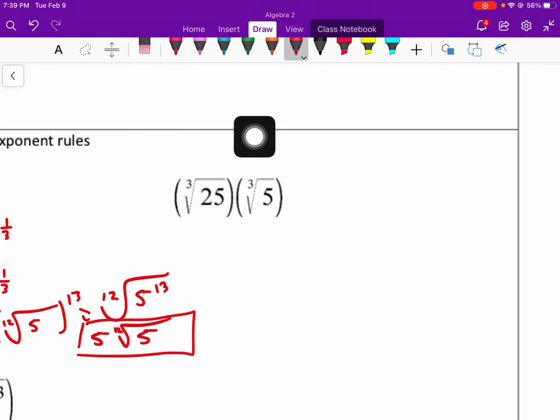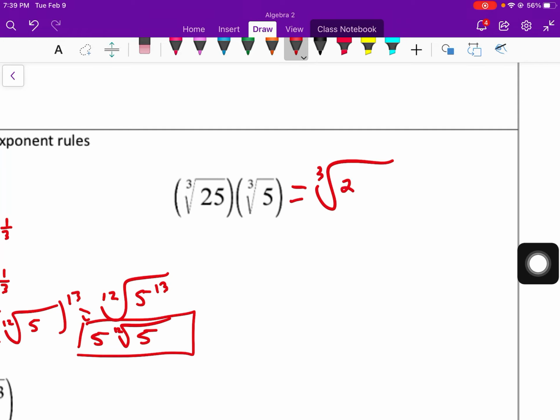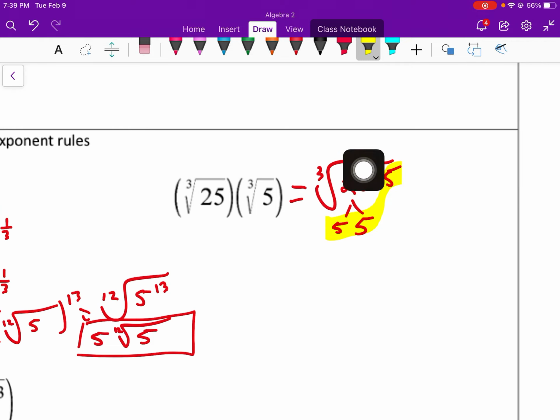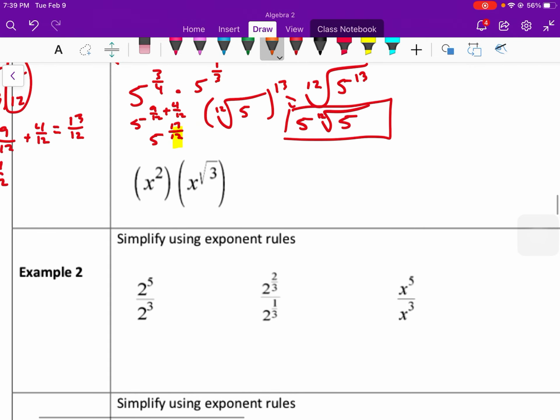Next, in this case we do not have the same base, but we do have the same exponent. So when we have the same exponent, we can multiply what's on the inside together. So when we rewrite this, we get the cubed root of 25 times 5. Before I multiply 25 times 5, I can see that the factors are going to be 5 times 5 times 5. And since it's cubic, we want those three factors. So the cubed root of 25 times 5 is just going to be 5.